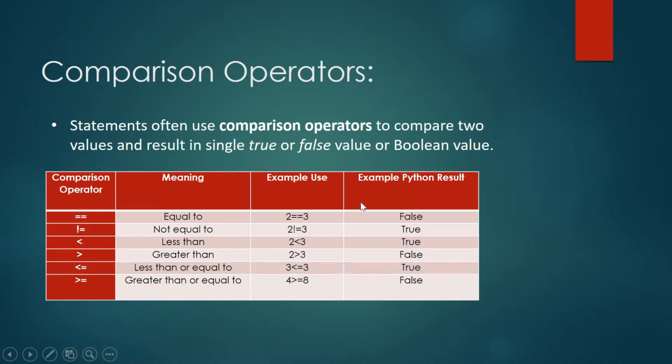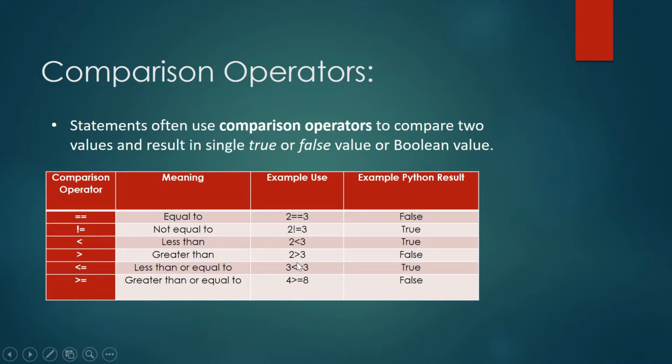And just to state what they are, a comparison operator compares 2 values, and it results in a single true or false value, which we know is a Boolean value. So there's 6 operators that are commonly used. That would be equal to, which is double equal sign. So for this example it says 2 equals 3, which as we know is false because 2 does not equal 3. Then there's not equal to, which checks whether these 2 things are not equal. There's the less than, greater than, and less than or equal to or greater than or equal to comparison operators.